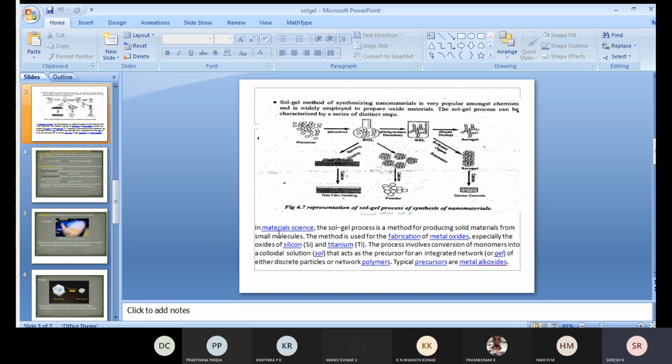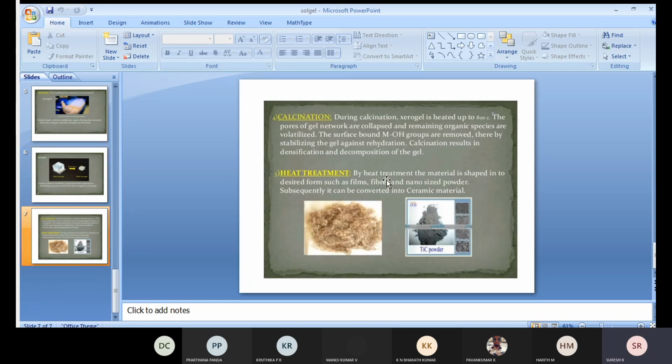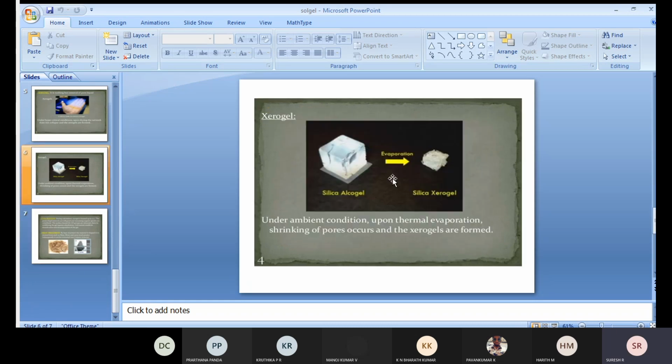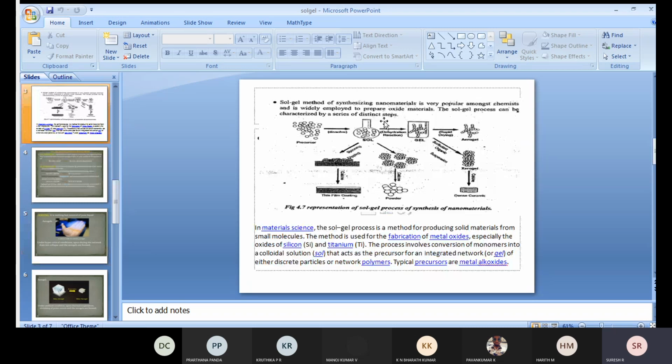As we were told in the last class itself, sol gel is a wet chemical synthesis method where small molecules are joined together to get bigger ones. These methods are used for the fabrication of metal oxides, especially the oxides of silicon and titanium. This is done through the sol gel process. This is an important topic, very important from the examination point of view. Write down a neat diagram and explain the steps involved in preparing nanoparticles.